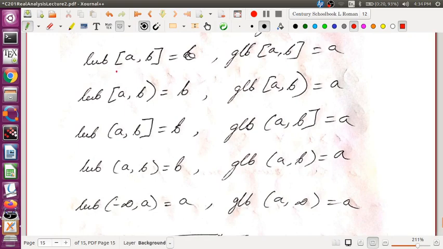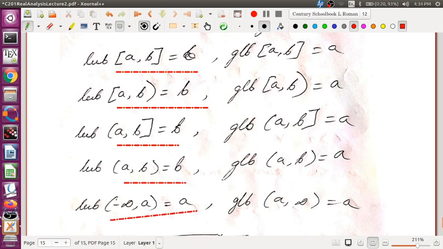So, least upper bound of the closed interval [a, b] is also b. Of the right half open interval, this is also b. Left half open interval, that is also b. Open interval (a, b), the least upper bound is b. Least upper bound of (minus infinity, a) is a.